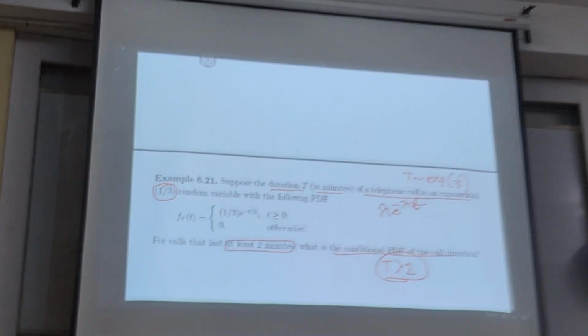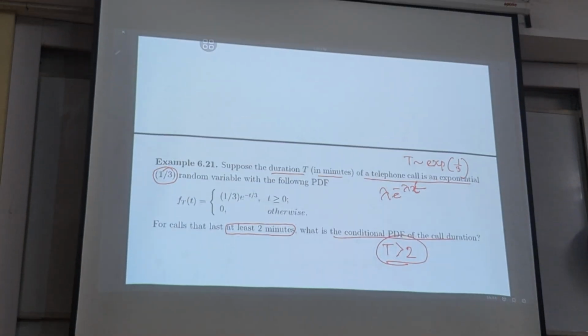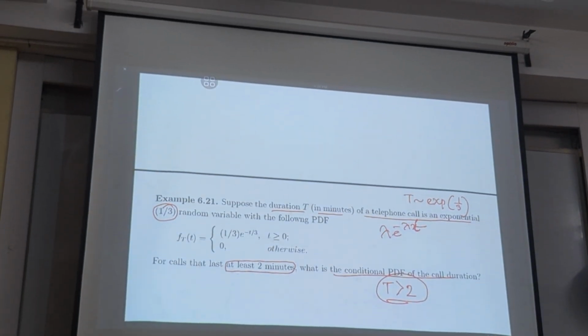No, it will not. Because the conditional PDF is the unconditional PDF divided by the probability of A. If you claim that it will remain the same, the probability of A, that is the probability that E is greater than 2, has to be 1. But it is not.